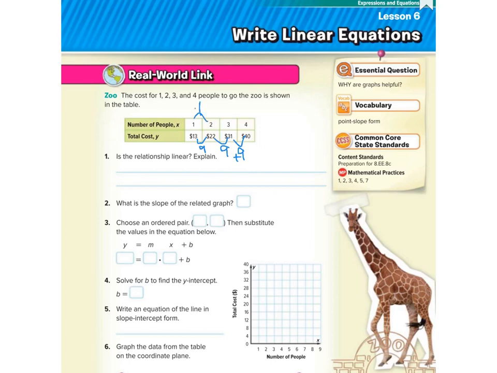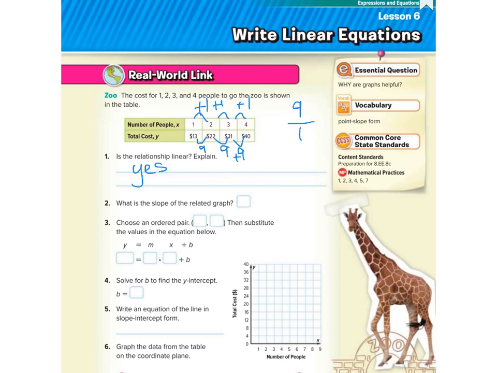From 1 to 2, it's positive 1. From 2 to 3, it's 1. And from 3 to 4, it's also positive 1. So, the change in y is 9 over the change in x of 1. So the relationship is linear, yes, because it has a constant rate of change.